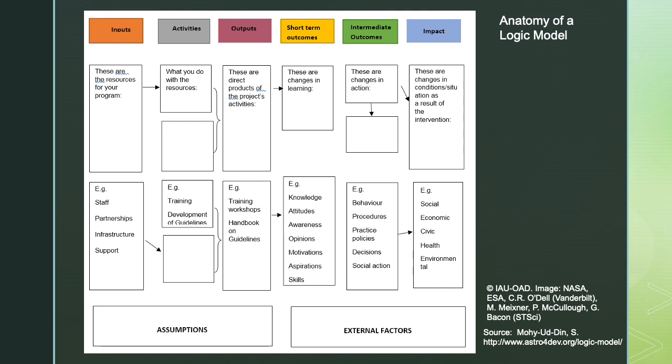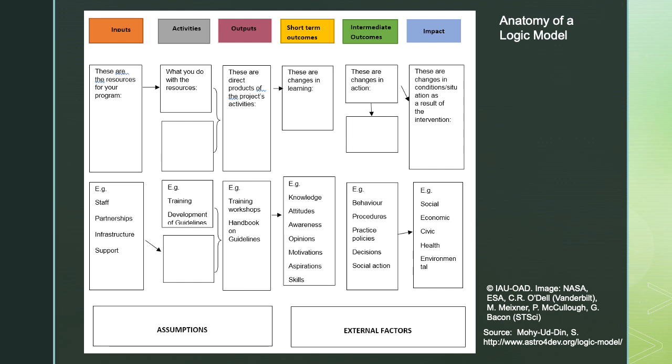It has inputs, activities, outputs, short-term outcomes, intermediate outcomes, and impact. So you can see here in this chart there's a definition in the first row for what each of those components is, and then there are examples of things that would fall within that component. So for example, your inputs, pardon me, those are the resources you're going to put into the program. It's the people, it's the money, it's the capital, it's the support. Those inputs are then going to be translated into activities. This is what you're going to do with those resources, and it could include things like training or developing guidelines.